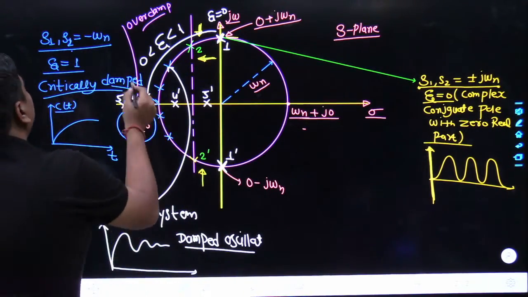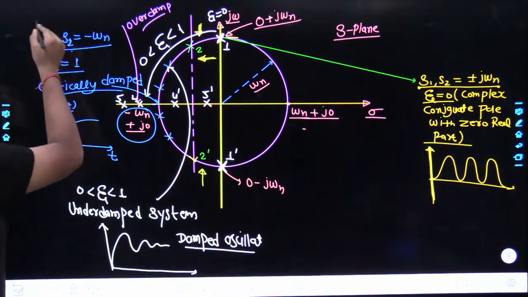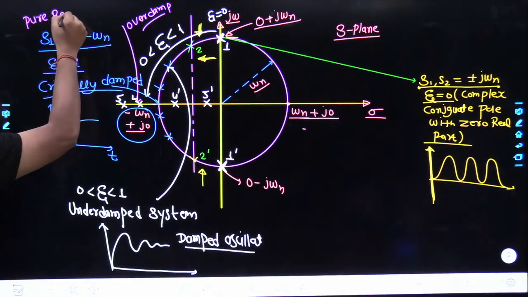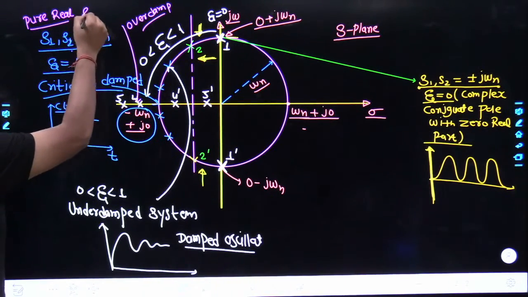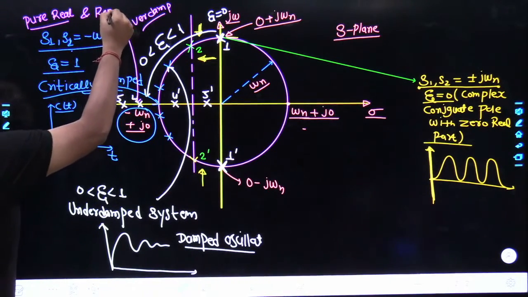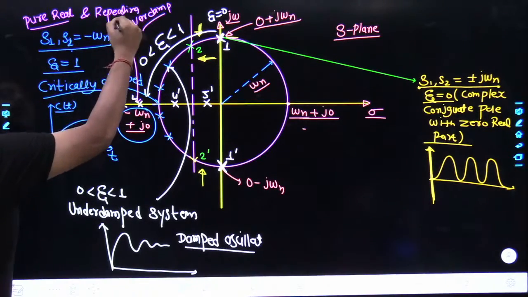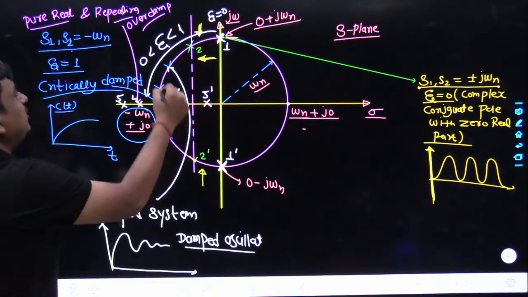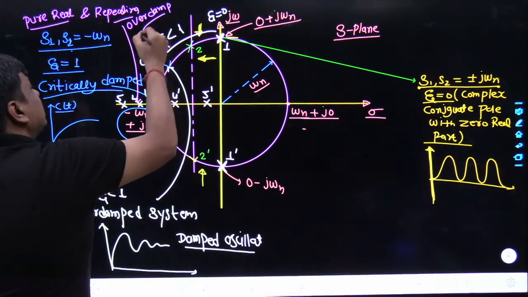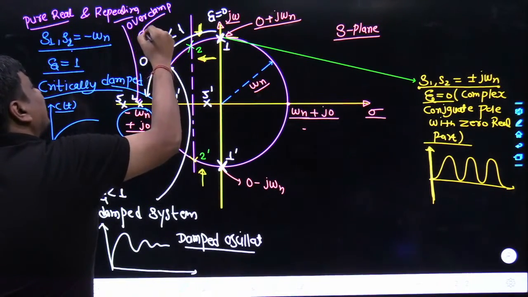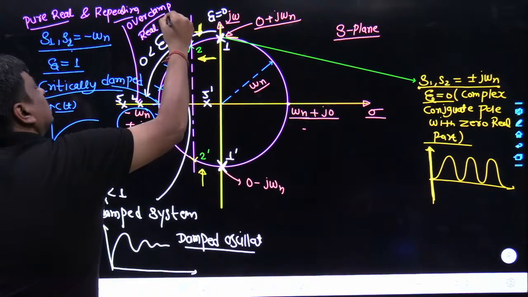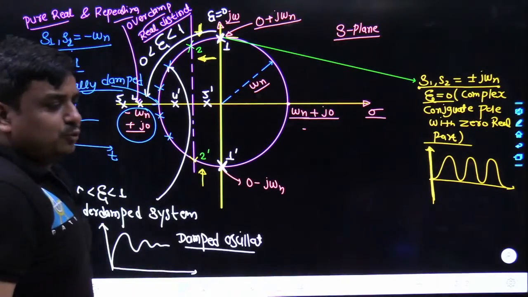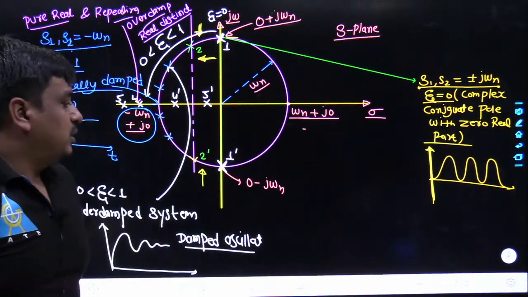Now you can see very well, when the value of zeta was 1, the nature of the poles was pure real, pure real and repeating. And you can see very well when we went into the overdamped system, the poles were pure real, but they were distinct. Agreed? So till this point nobody should have any doubt as such.